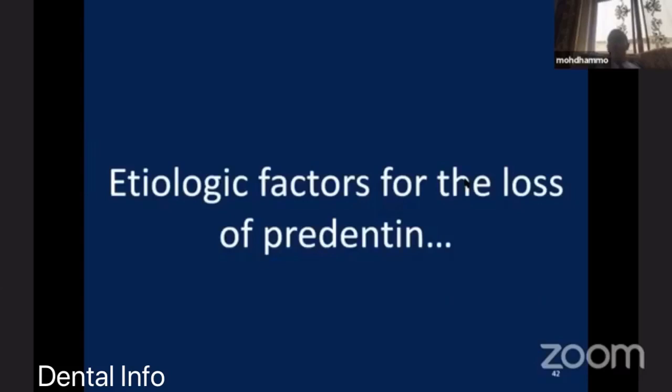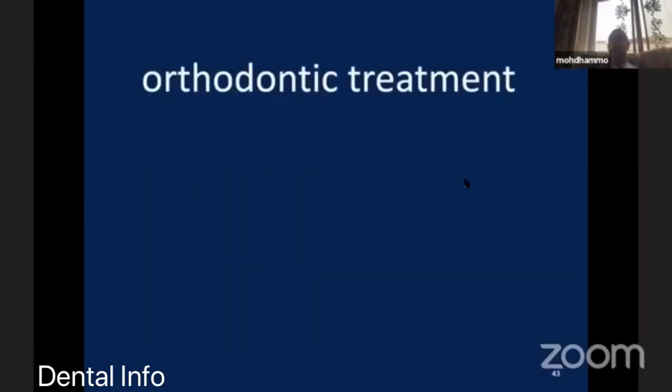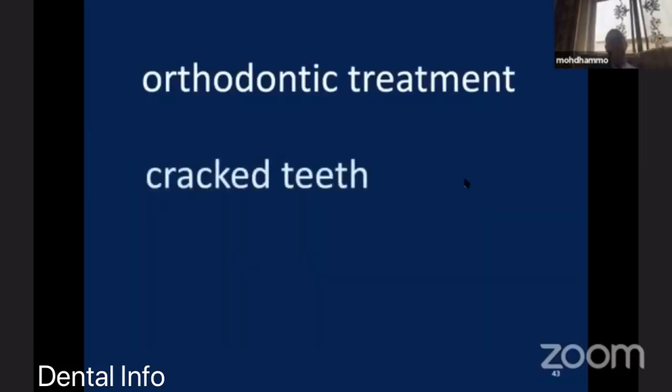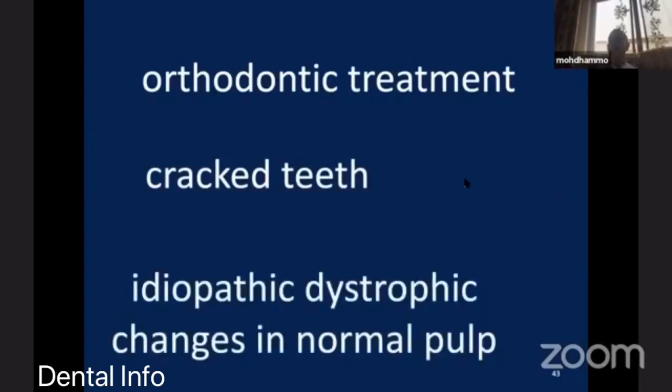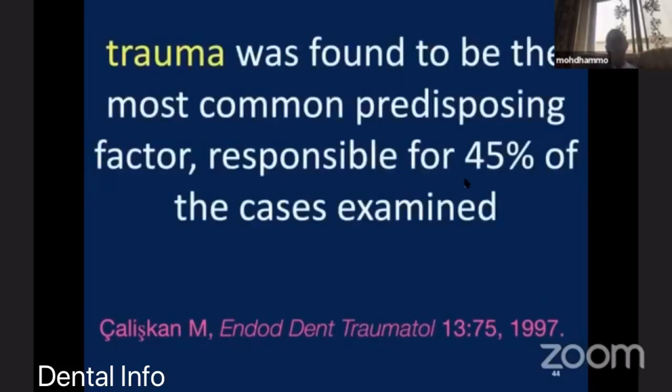We have several etiological factors which might cause loss of predentin, like orthodontic treatment, cracked teeth, or idiopathic dystrophic changes. We don't know why. But still, trauma was found to be the most common predisposing factor. It is responsible for about 45% of the cases examined. So 45% of internal resorption occurred due to trauma.